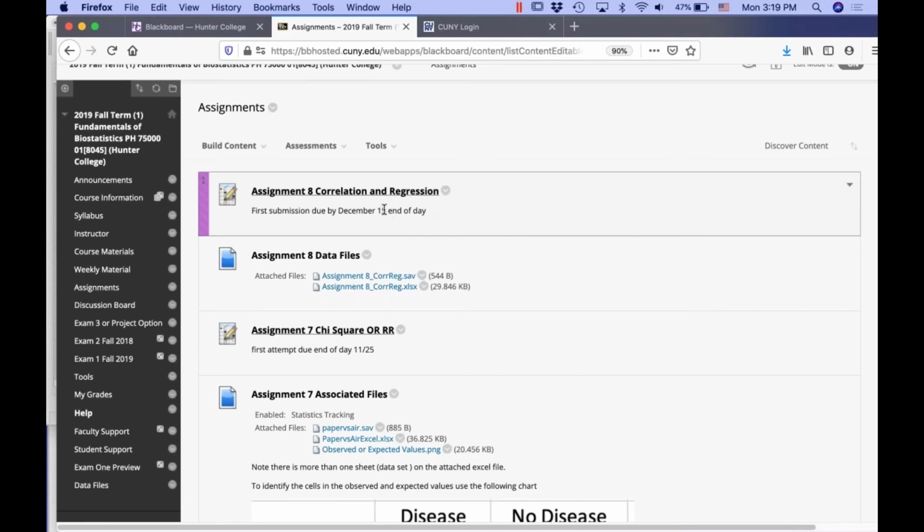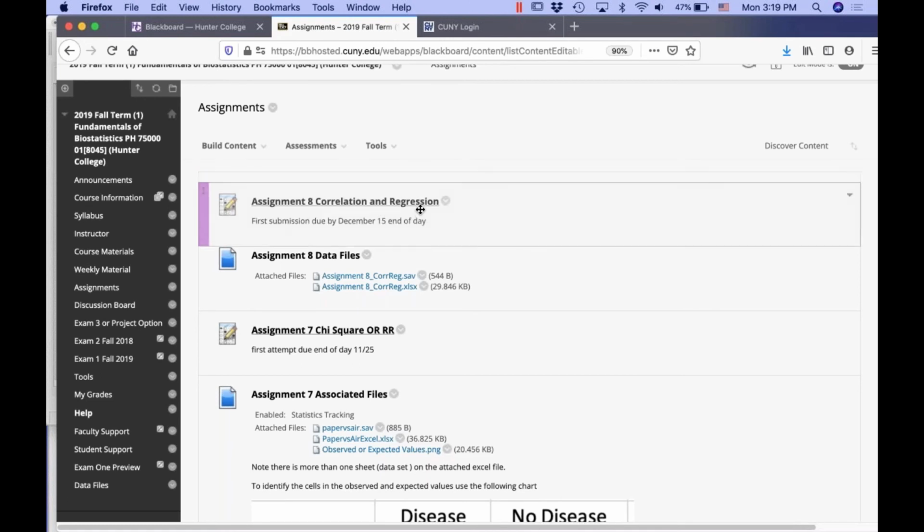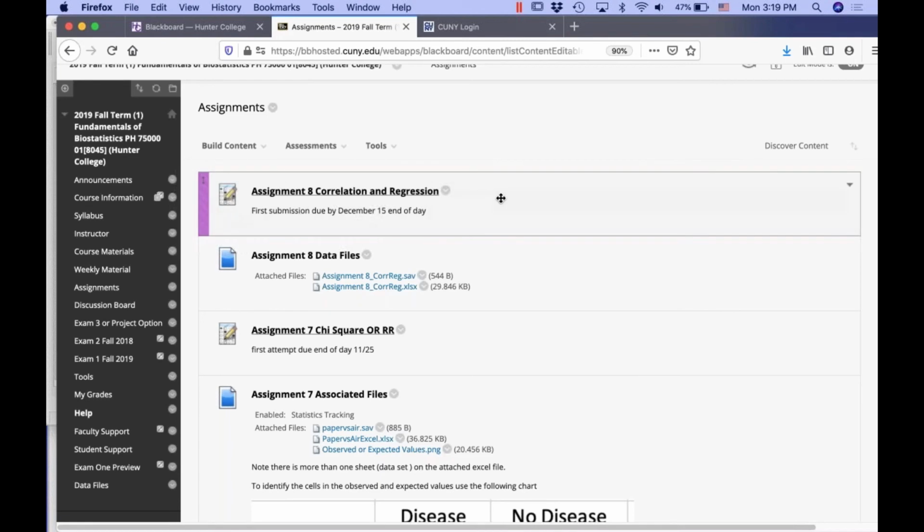The first attempt on the homework is by December 15th. If you submit by December 15th, you can go back in the remaining week and do the assignment again for an increased score. The assignment, as always, will tell you which answers you got wrong, but not give you the right answers. You can go back there and take a look at it.